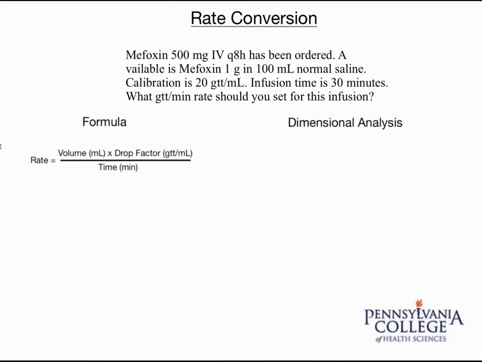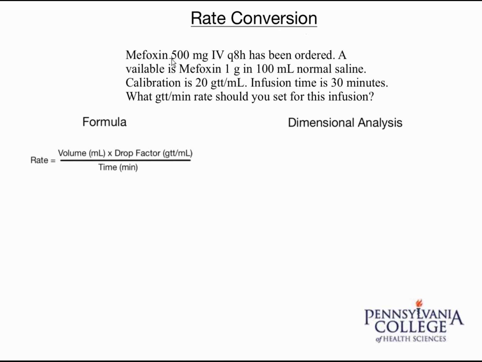Using a formula, I know that in order to figure out a rate in drops per minute, I would need the volume to be infused, I would need to know the drop factor, and I would need to know the infusion time in minutes. I am given all of that information in this problem. The volume, how many milliliters needs to be infused, is given to us, but it's not 100.